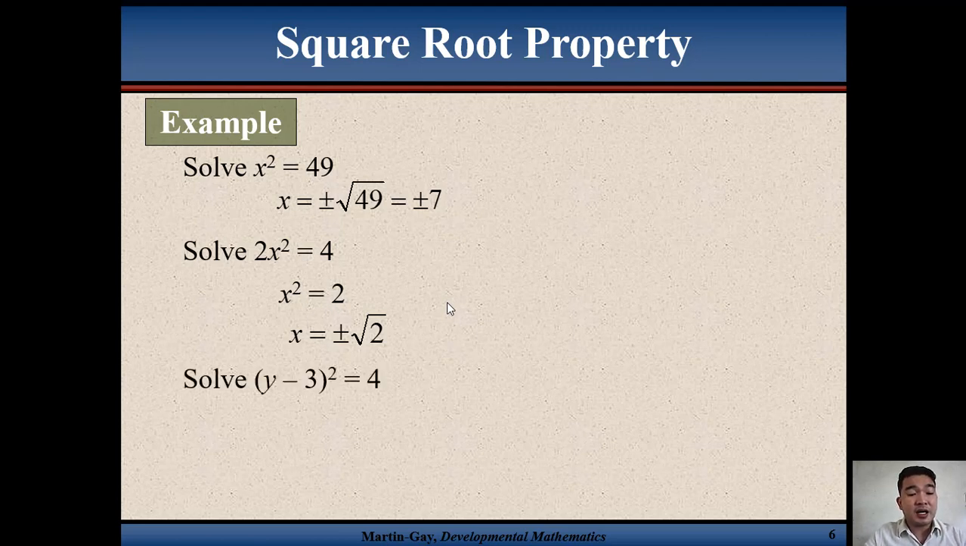How about this quadratic equation? The quantity of y minus 3 squared equals 4. What we are going to do is take the square root of both sides of the equation. So we will be having y minus 3 equals plus or minus the square root of 4. And the square root of 4 is 2. So y minus 3 is equal to plus or minus 2. And then simplifying it further, we have 3 plus 2 equals 5. Then 3 minus 2 equals 1. So the values of y in this quadratic equation are 1 and 5.